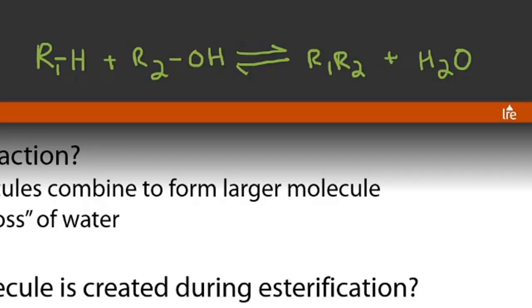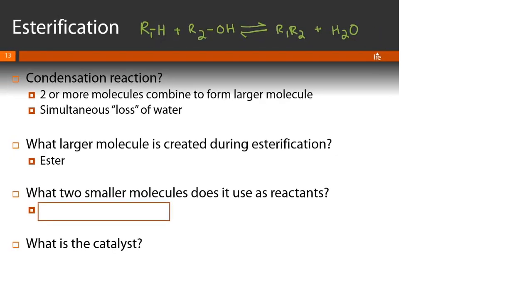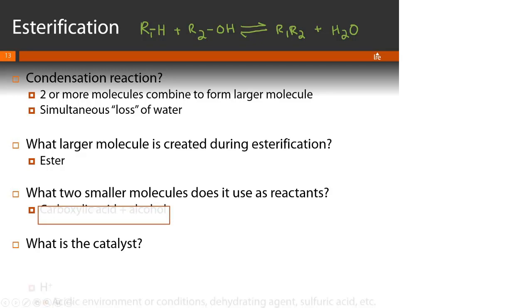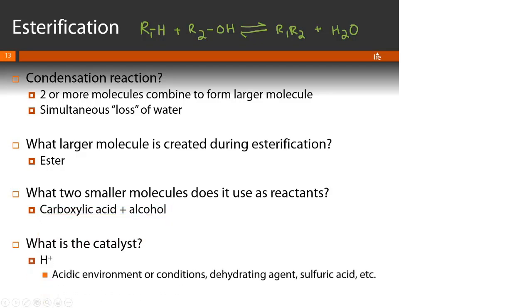That's right, we are going to form an ester. So what two small molecules do we need as reactants? So think about what residues make up an ester. So an ester is made up of carboxylic acid and alcohol residues. Therefore, we need a carboxylic acid and an alcohol to perform this reaction.